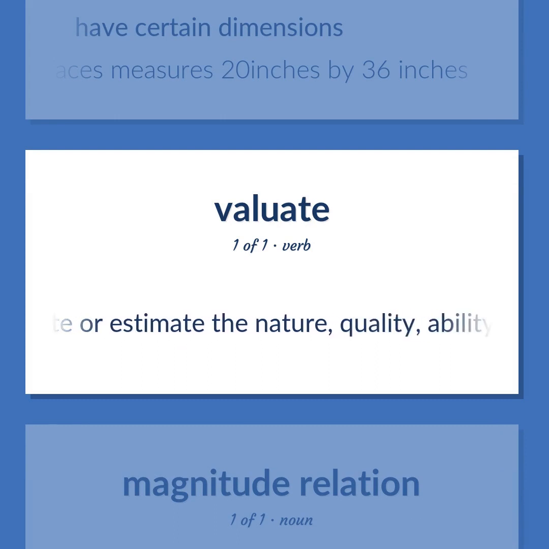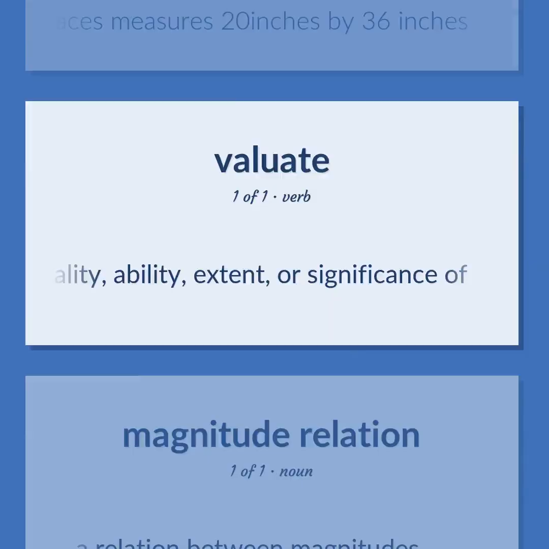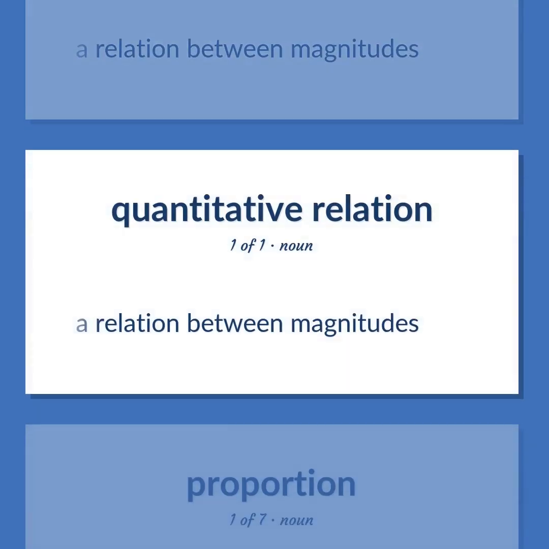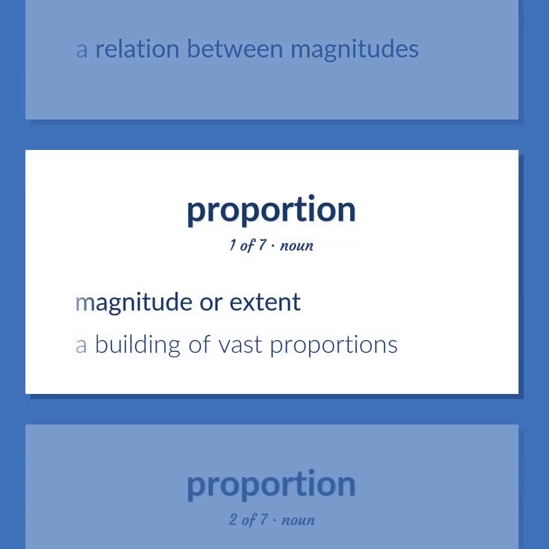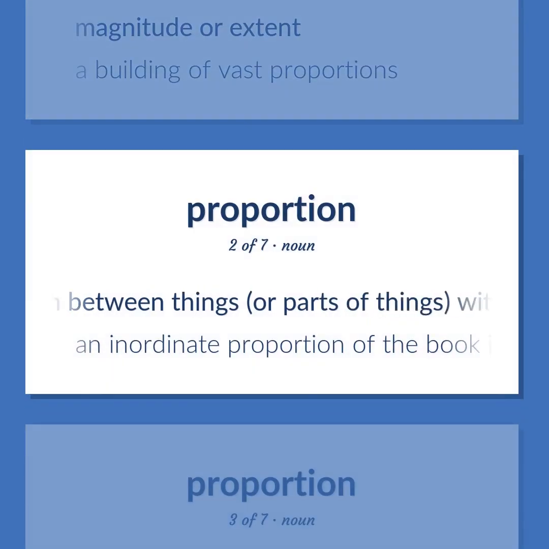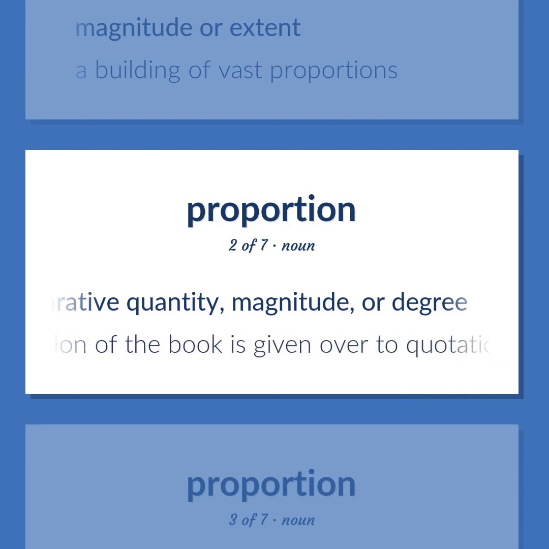Evaluate or estimate the nature, quality, ability, extent, or significance of. A relation between magnitudes. Magnitude or extent. A building of vast proportions. The relation between things, or parts of things, with respect to their comparative quantity, magnitude, or degree. An inordinate proportion of the book is given over to quotations.